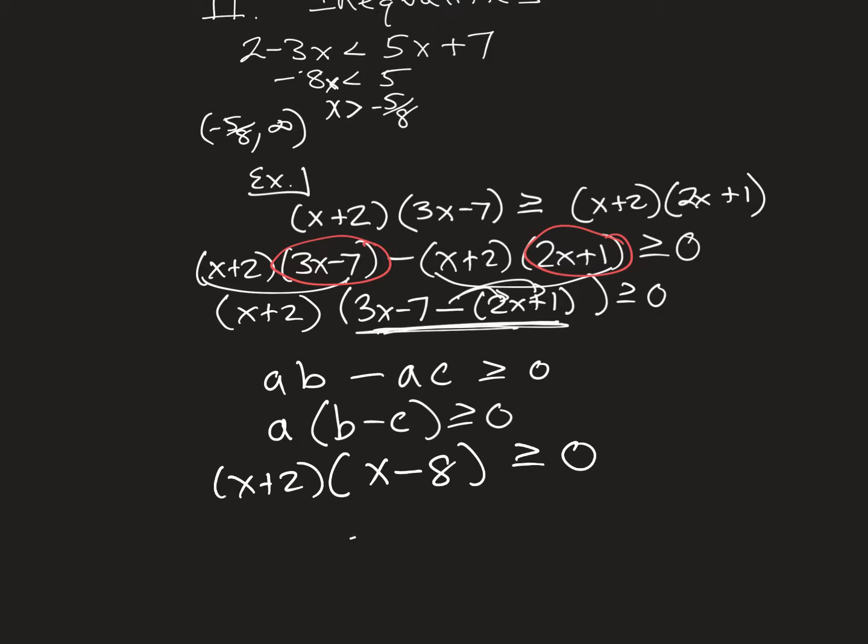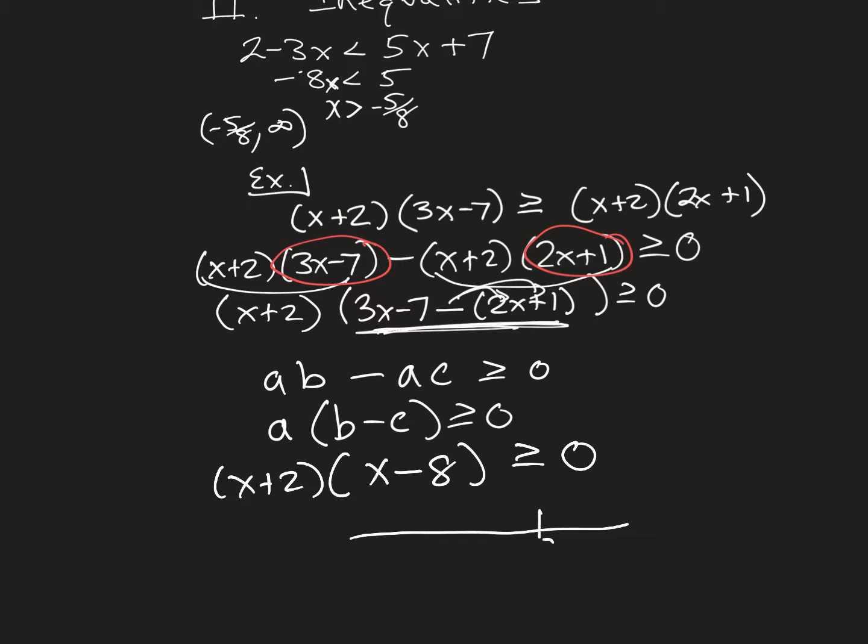All right, and the reason we have to do sign analysis: you can't just say that this means x plus 2 is greater than or equal to 0 and x minus 8 is greater than or equal to 0, and solve those individually. They're interacting with each other. If they're both positive, you'll get a positive solution. If they're opposite in sign, you'd get a negative, and if they're both negative, you get a positive. So you have to deal with the fact that they're interacting with each other.